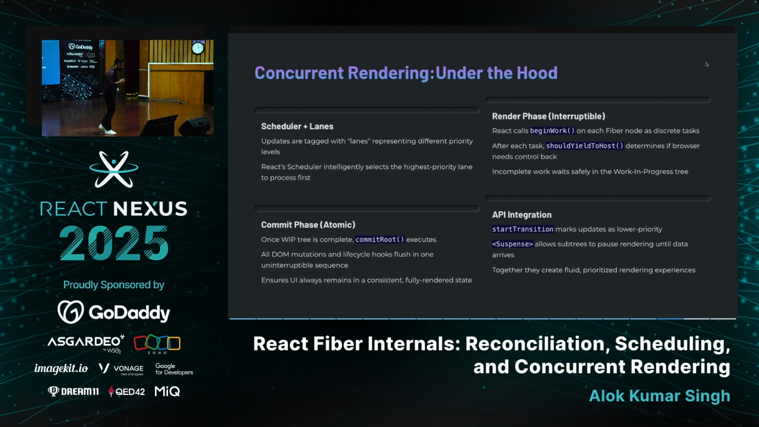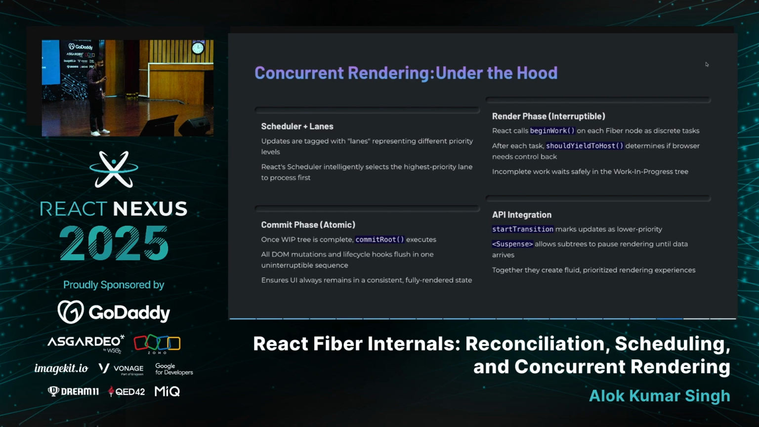And the third one is the commit phase. This is atomic. We can't do much here since this is synchronous in nature and non-interruptible. So here the work in progress completes, commitRoot is executed and all DOM mutations are done. At this phase we have to make sure that our work in progress tree is in a much optimized way, like we are not doing unnecessary renders or changing a list, and we are not assigning some random key to that.